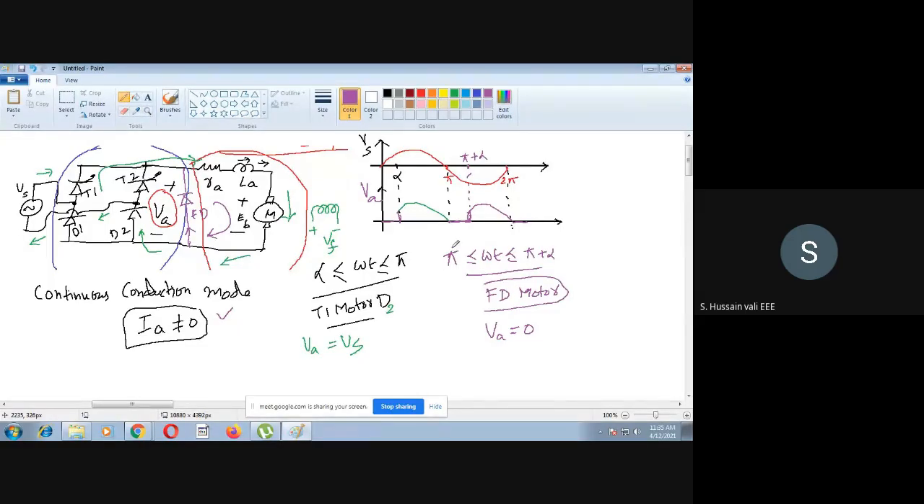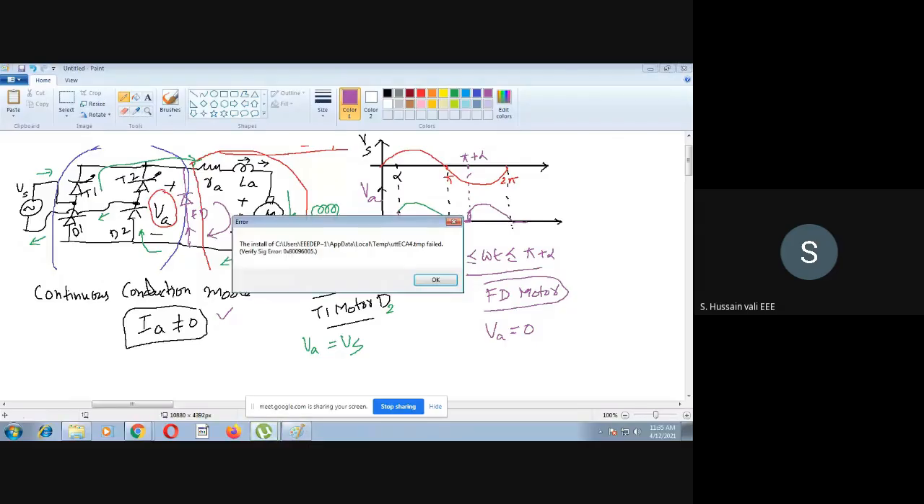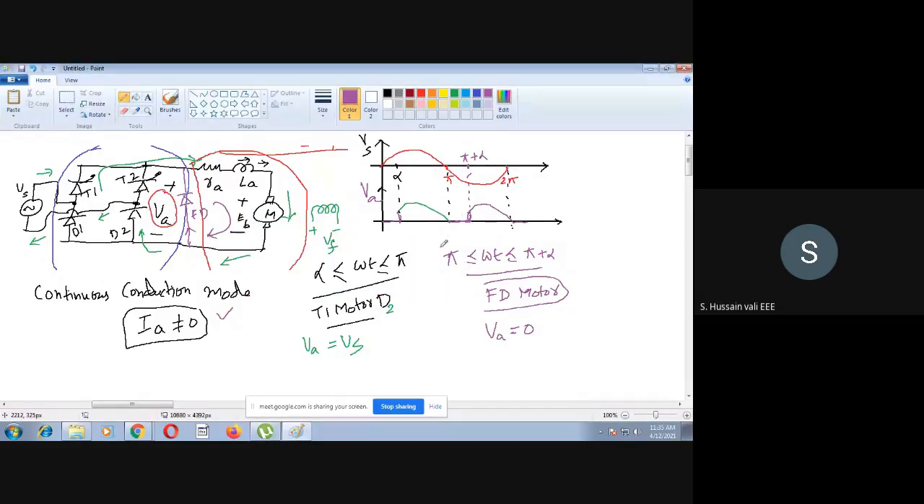So when there is no current in the motor, in the previous case you got this voltage EB as the output voltage in the third interval that you have seen. But in this case, there is no third interval. Why? Because it's a continuous conduction mode. So the current is always there. When current is always there, then VA will be either equal to Vs or equal to 0. So that's it. We got the waveform of the output voltage.